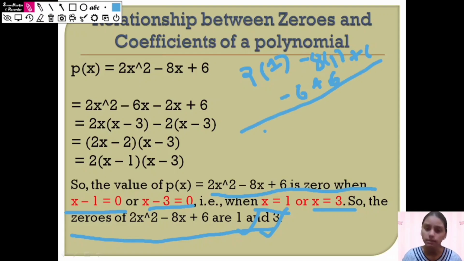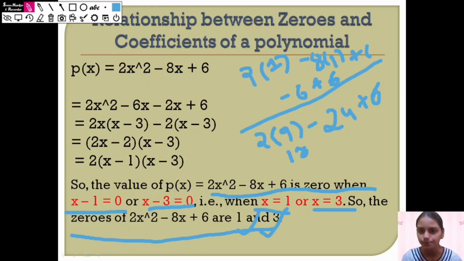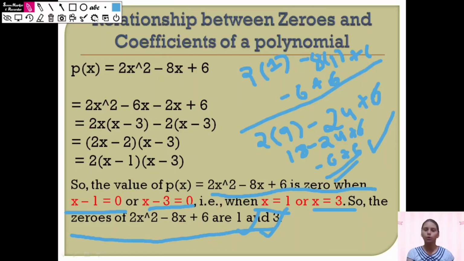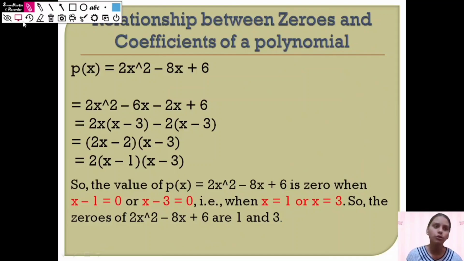Let me try with 3 now. 2 into 3 square is 9, minus 8 into 3 is 24, plus 6, and 2 9s are 18. 18 minus 24 plus 6. If you see, this is minus 6 and this is plus 6. Now once again, this is also equal to 0, which means these both are the zeros of my polynomial. Correct?